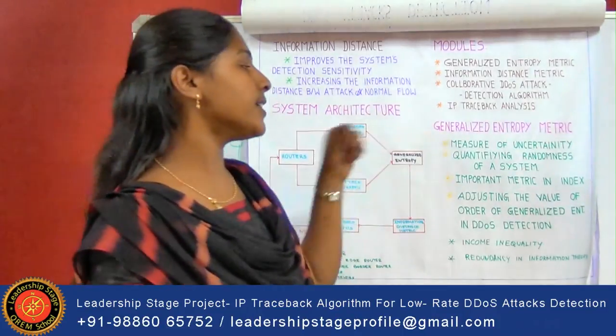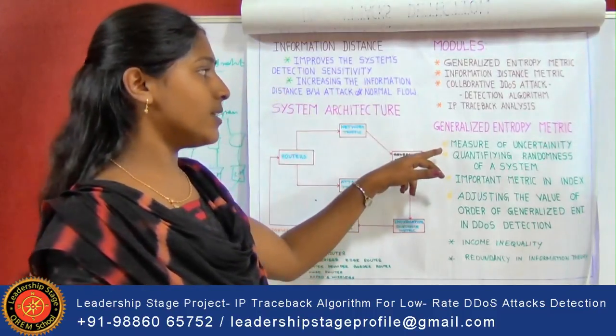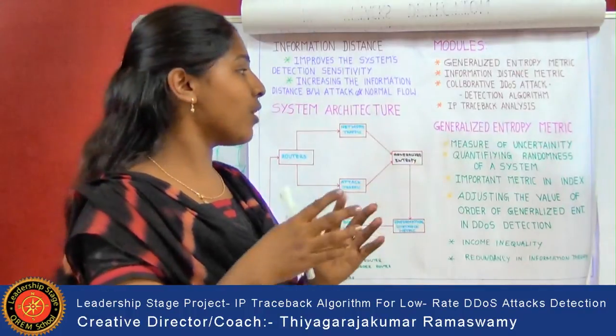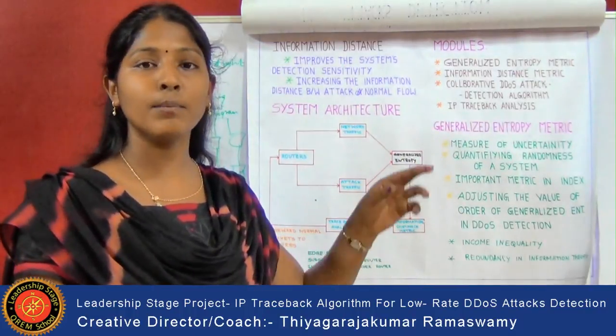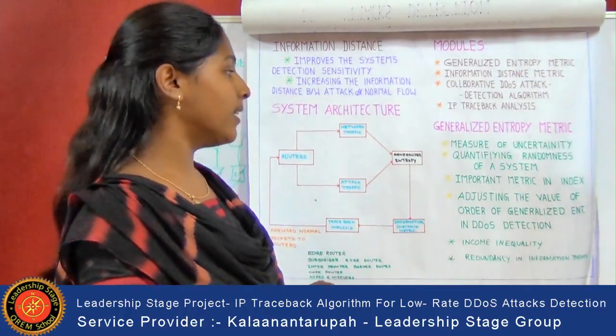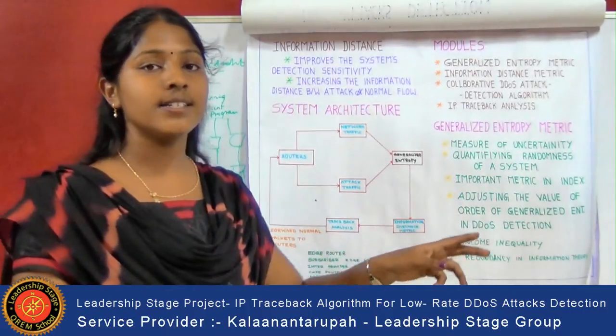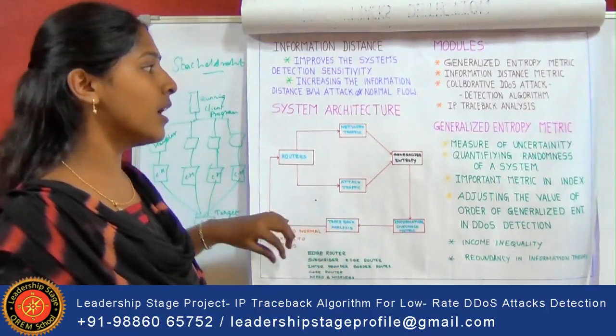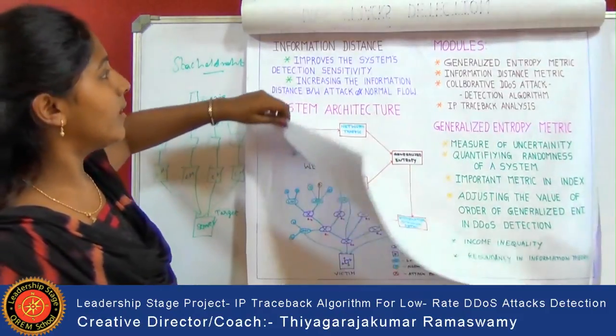This is the generalized entropy metric. As I said first, it is a measure of uncertainty, and it quantifies the randomness of a system. This is one of the important metrics in the index. Then income inequality and information theory are very similar to this generalized entropy metric.